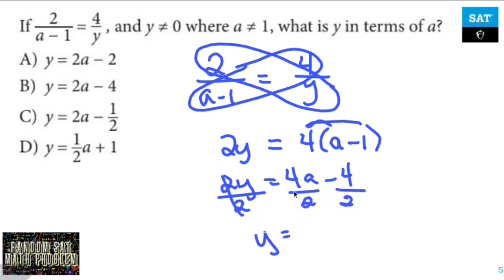So y is going to equal 4 divided by 2, which is 2. Tag the a along for the ride. Minus 4 over 2, which is 2. Y is 2a minus 2. Speaking of a, that's my answer. A.